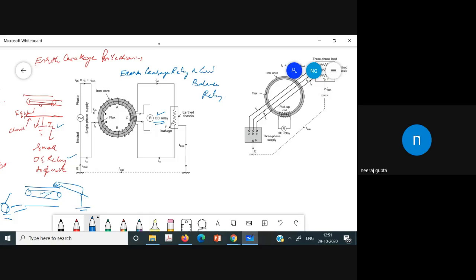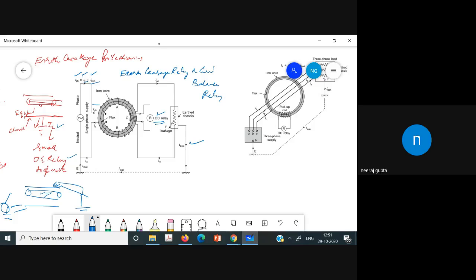Now, let us consider the situation in which we have a leakage current, I leakage. Now, the current in the phase wire is equal to the net neutral wire current plus the leakage current. So the phase wire current is the sum of the neutral current and the leakage current.